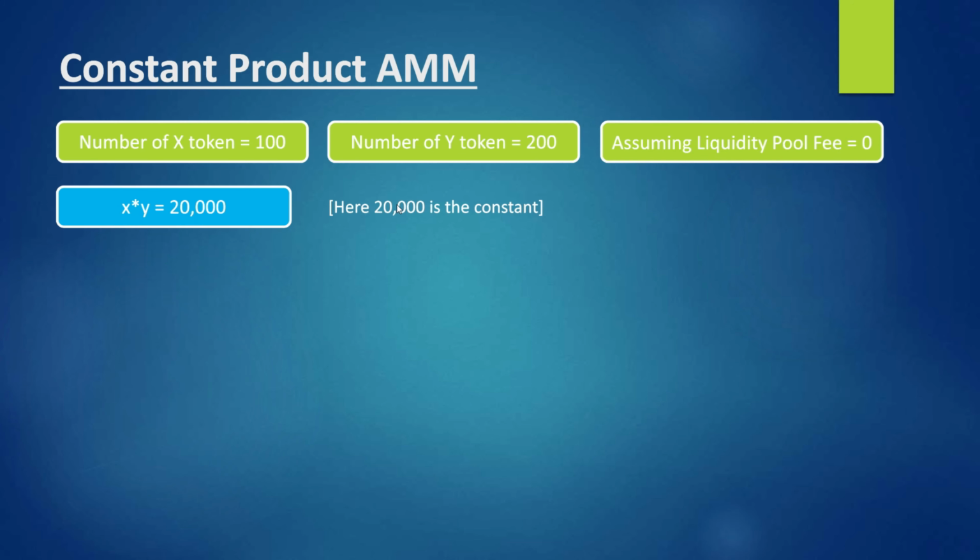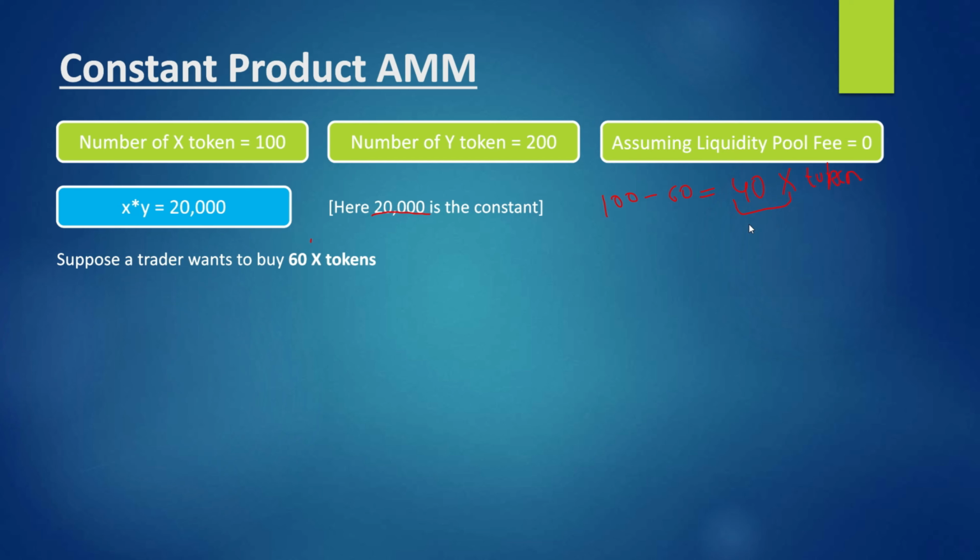Now this 20,000 is the constant, and the AMM needs to make sure that this number should always be 20,000. Means the product of these two tokens, X token and Y token, should always be 20,000. Now let's say, because we are talking about a decentralized exchange which is using the constant product AMM model, there is a trader who wants to buy 60 X tokens. Currently in the liquidity pool we have 100 X tokens and this trader wants to buy 60. Once he tries to buy these 60 X tokens, the number of X tokens will get reduced: currently we have 100 and after the trader takes out 60 tokens, the number of X tokens will be 40.